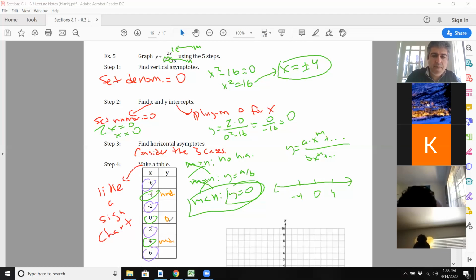Plug in 0, 0. If I plug in 6, I know y is going to be positive. If I plug in 2, y is going to be negative. That's because if I plug 2 in, I get 4 up top, but -12 down below. -2, it's back to being positive again for y. If I plug in -6, I get -12 up top, but I get 36 minus 16 at the bottom. So overall, that's going to be negative.